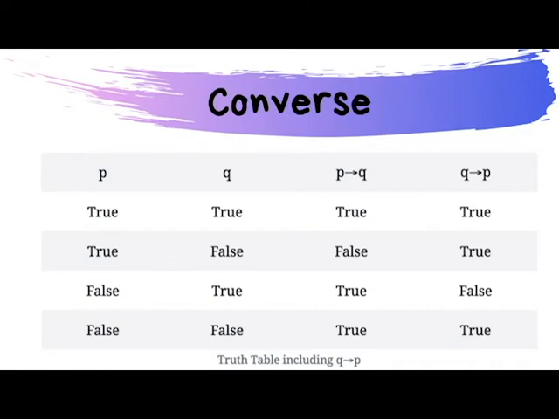Here's a truth table that includes both the statement and the converse. Notice that the truth values in the final two columns do not match up. Because of this, we say that the statement and the converse are not logically equivalent. This is not to say that a statement and its converse cannot hold the same truth value. As you can see, it happens twice in our truth table. It just won't happen every time.